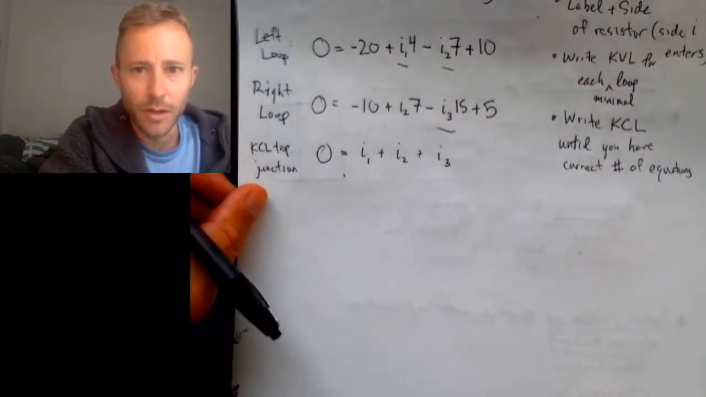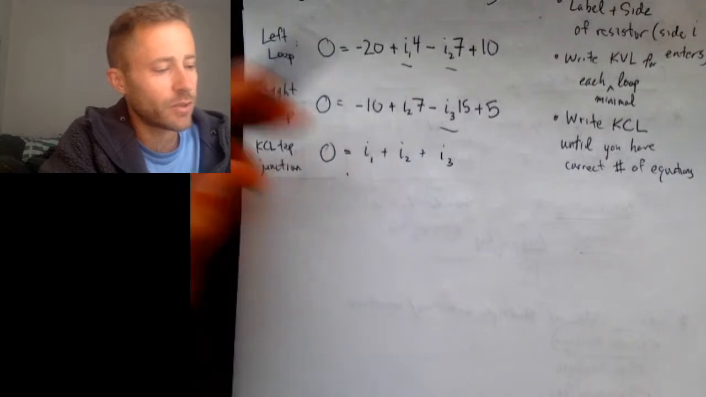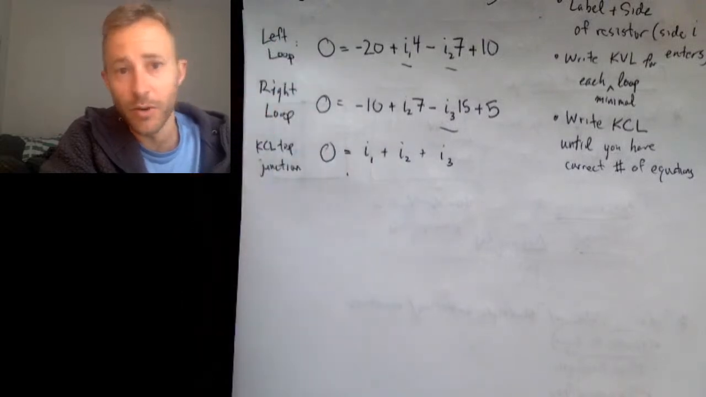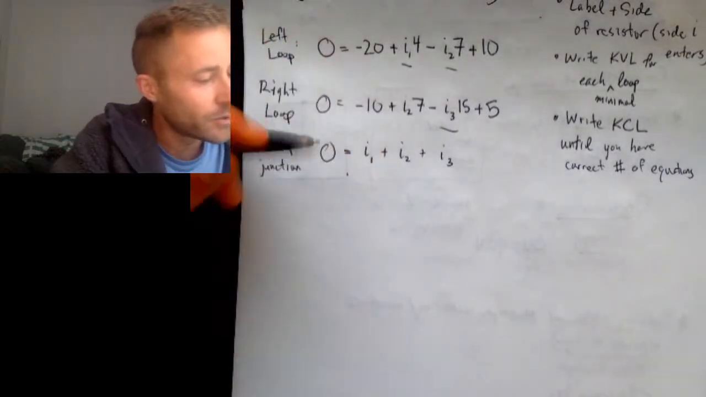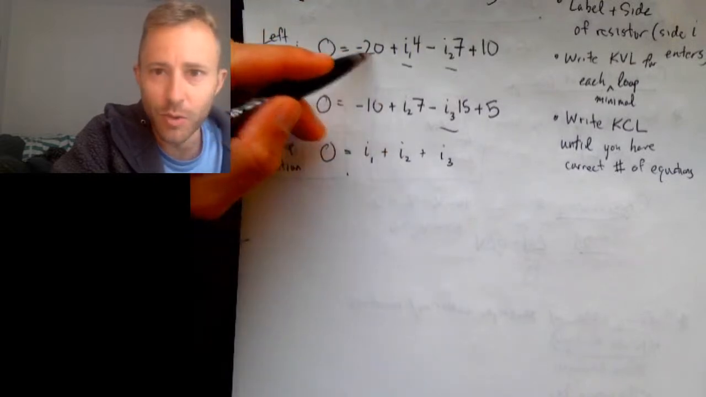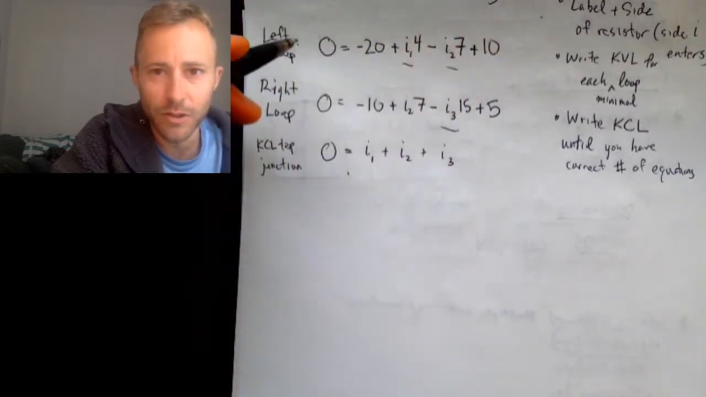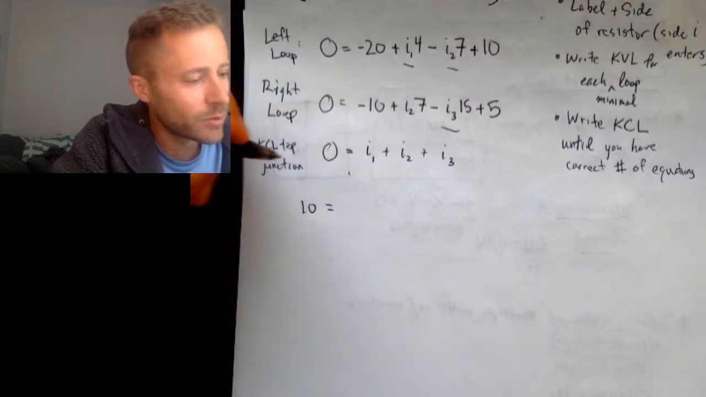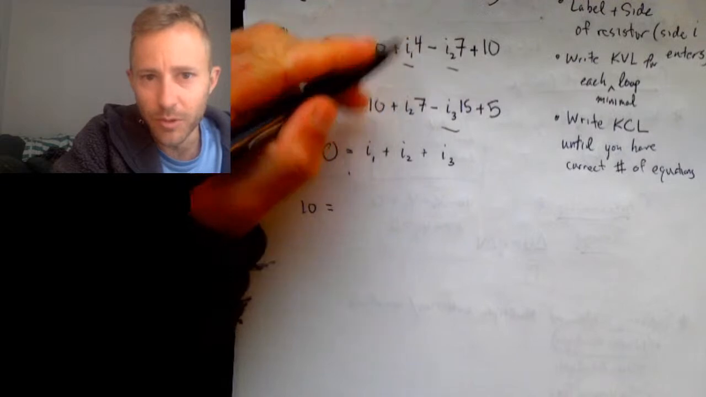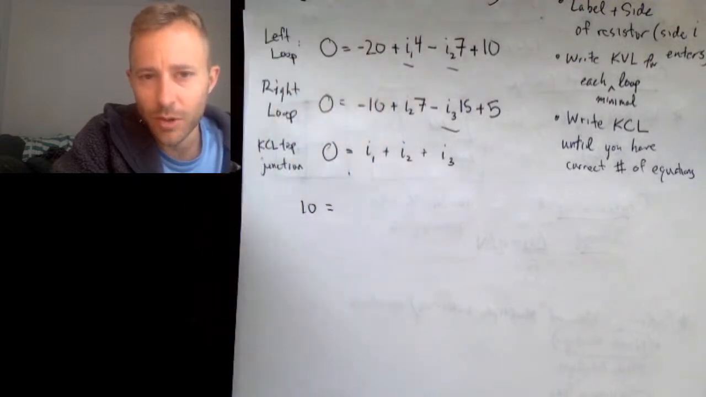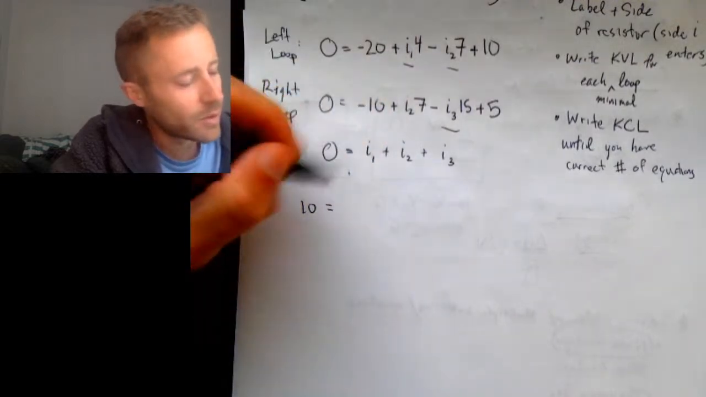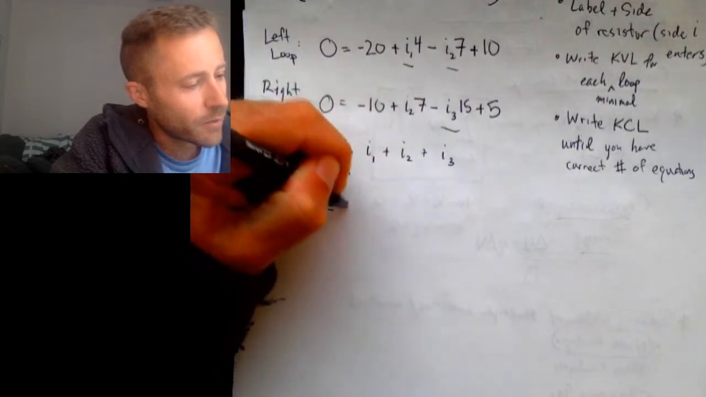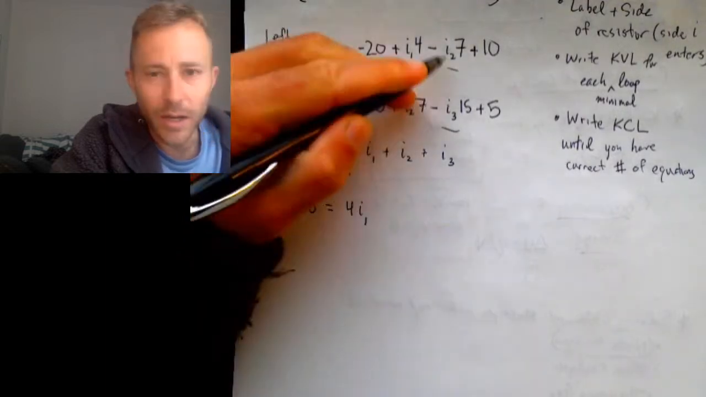So now I have three equations for three unknowns, and I can solve this. It is customary to put the constant terms on one side and then the variable terms on the other side. So I'm going to rewrite this by moving the 20 and the 10 over to the left-hand side. So that's going to give me 10 equals, and then also normally we put the coefficient in front of the variable. So you have 4I1 minus 7I2.